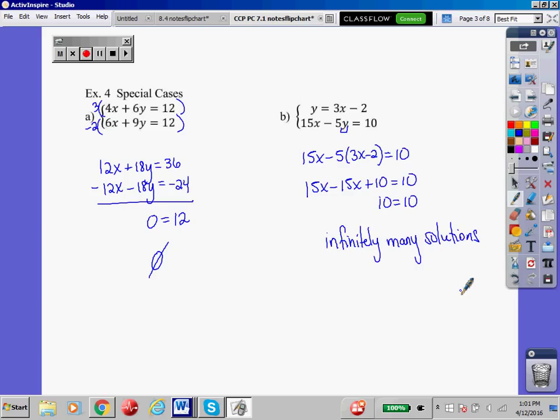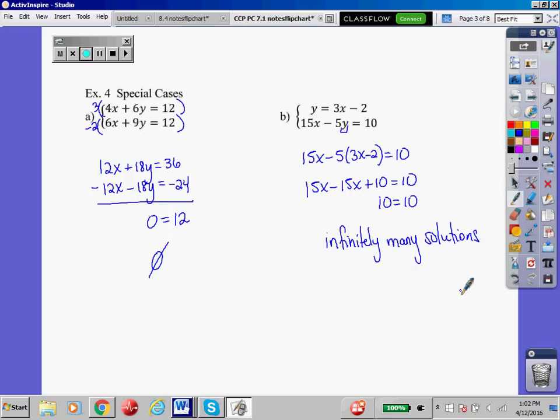All right, any questions? All right, now we're going to get to the actual pre-calc part. So this part was just algebra 2. The next 4 examples, we're going to take it up a notch in terms of how do you get to a system.